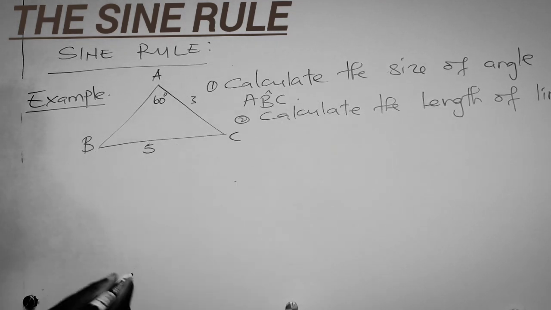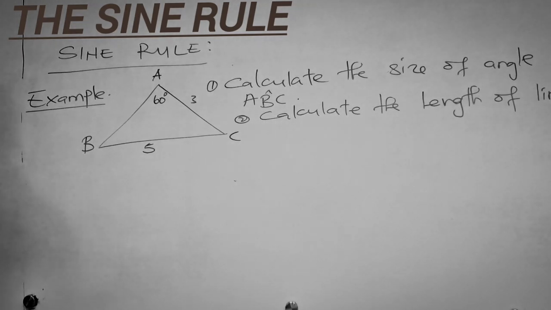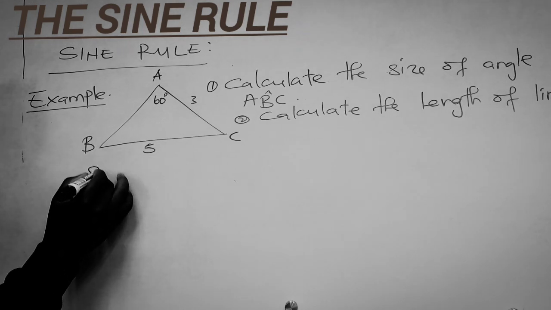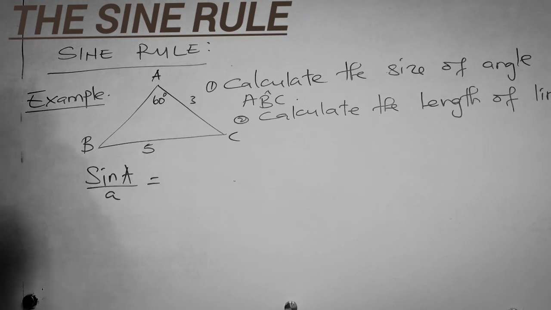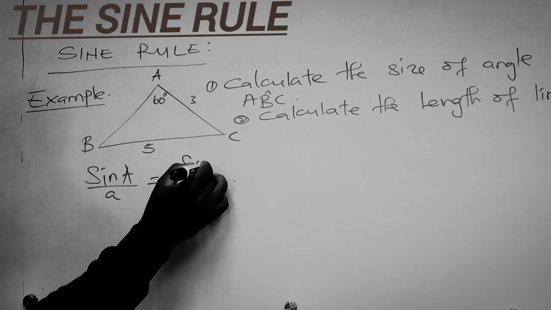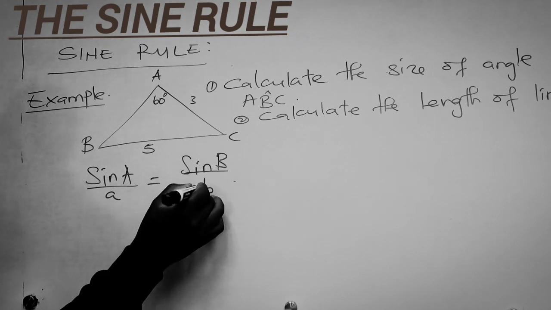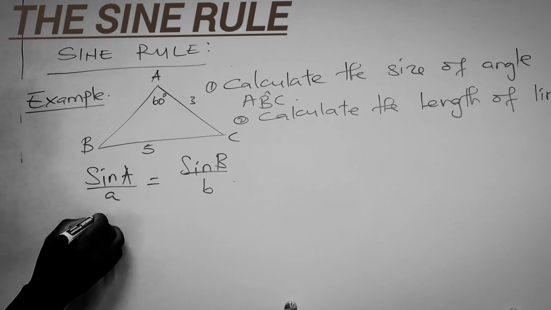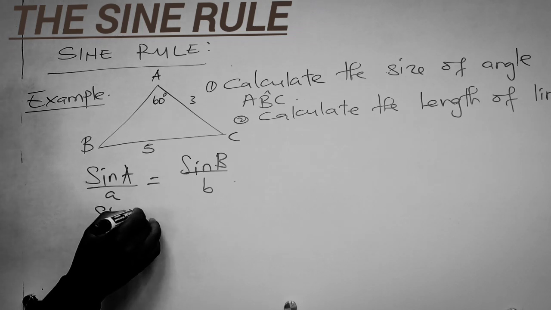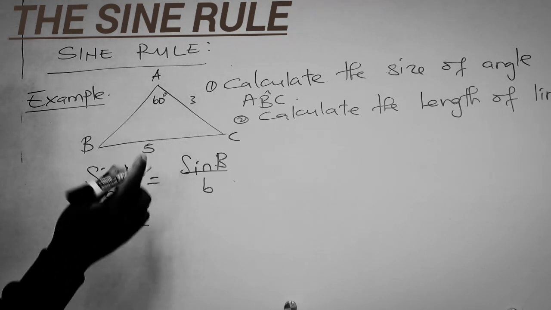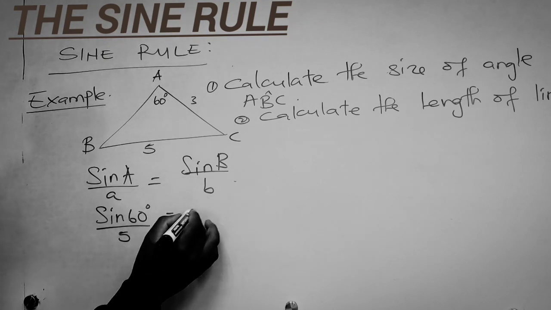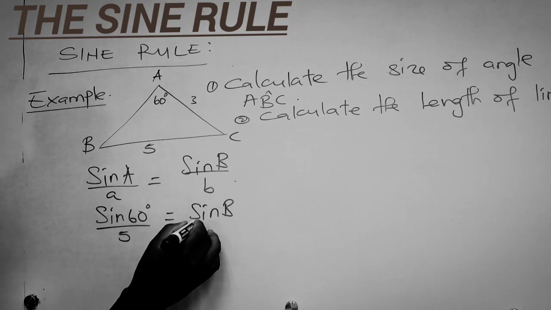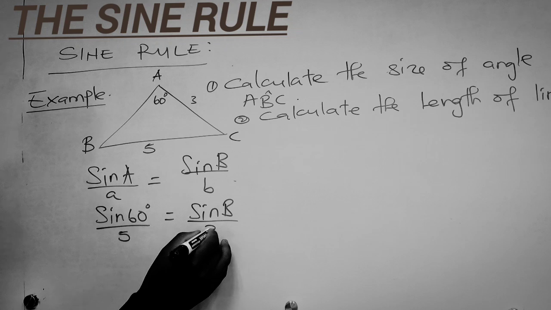So let's state our sine rule with the angle on top, side at the bottom. So we have sine A over a, which is equal to, we are calculating angle B, sine B over b. So A is 60 degrees, so this is sine 60 degrees over a. a is equal to 5, which is equal to sine B, B is what we are looking for, over b, which is equal to 3.